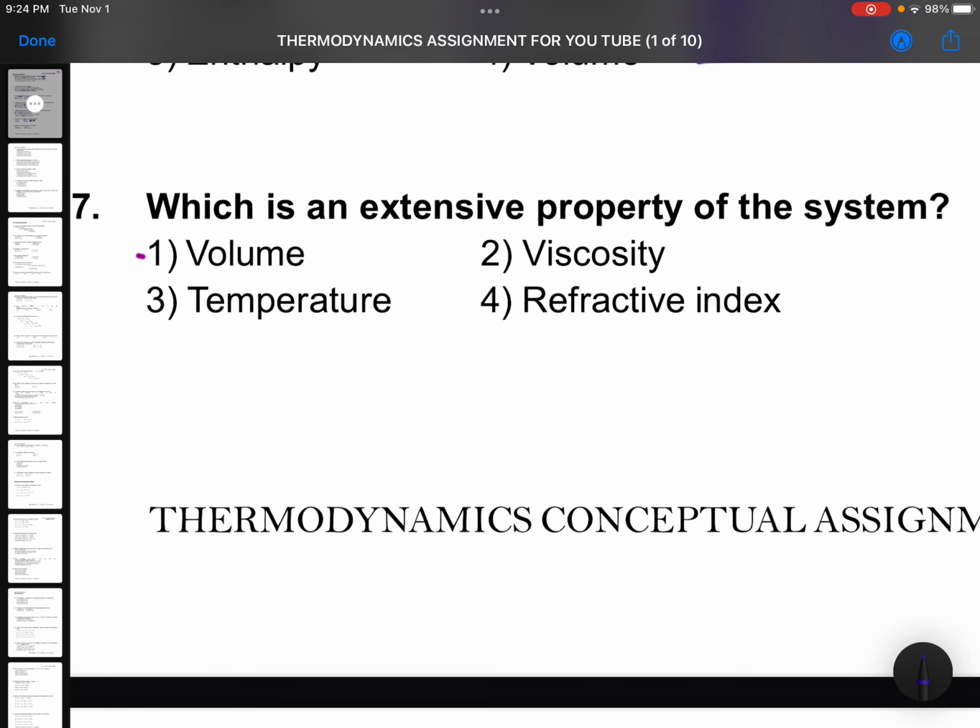Which is an extensive property of the system? Volume is an extensive property. It depends on the mass. Like if you take 16 grams of methane, 22.4 liters. And if you are taking 32 grams of methane, 44.8 liters. But temperature, viscosity, refractive index are intensive properties. This is extensive.